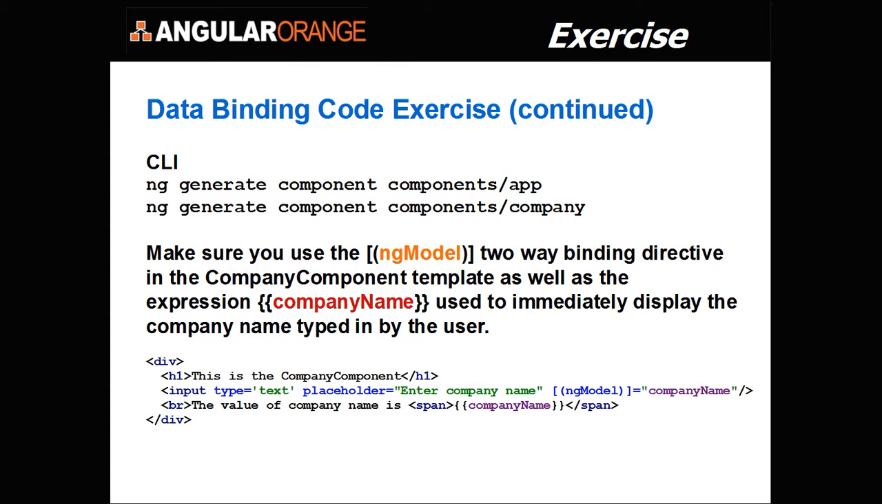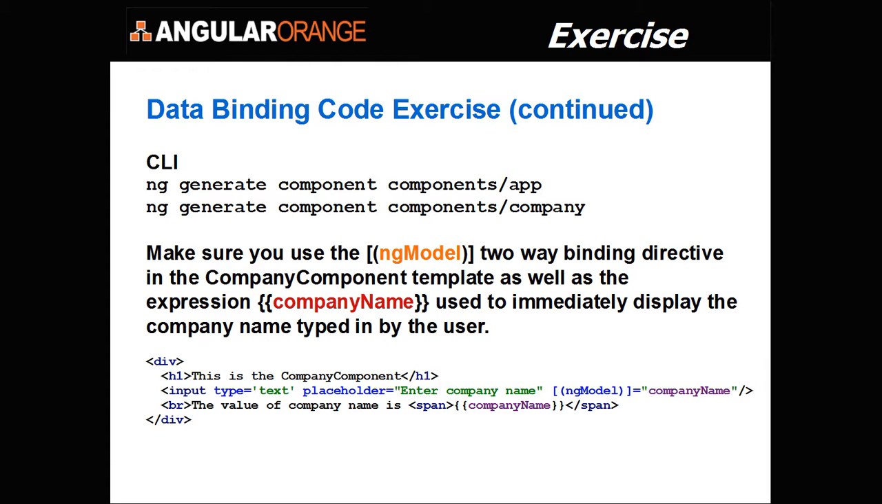And then we're going to use this square bracket, left paren, ngModel to make sure that we have the two-way binding directive in the company component template. And then we're also going to use this expression to immediately display the company name typed in by the user. So the interpolation, double curly bracket, we'll use that as well.